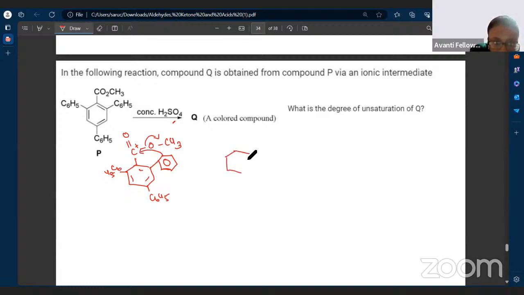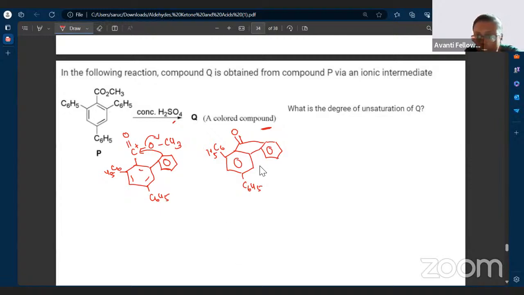I'll be getting C6H5, C6H5. Can you guess the name of this compound? Anyone? It is a colored compound. Can you guess the name?